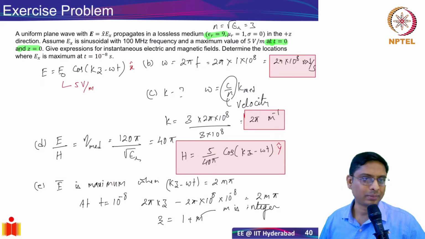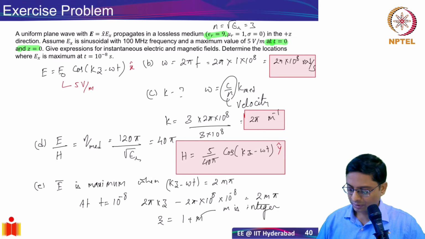0 plus 1 minus 1 and so on. So these are the locations where your electric field is going to be maximum.